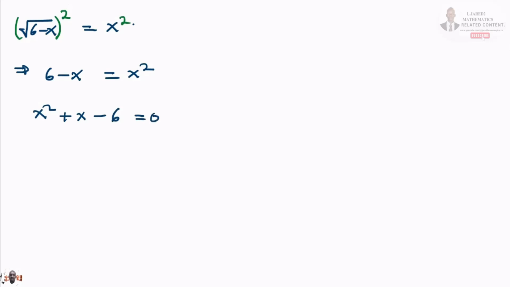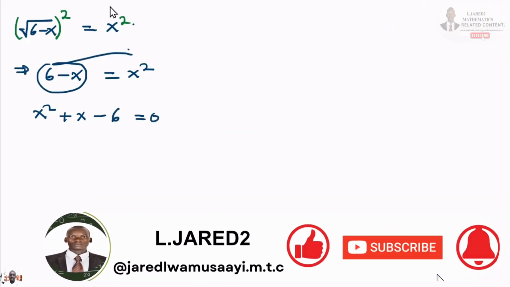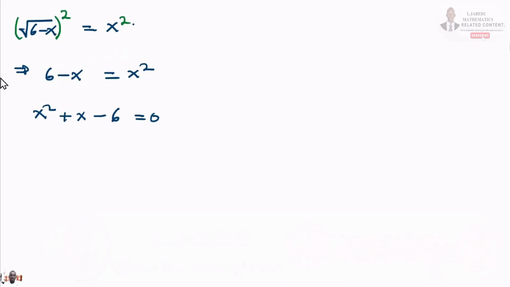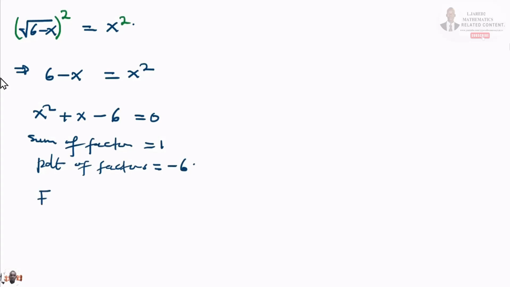I've simply transferred these ones to this side and then I begin with the one on the left hand side. So this is our quadratic equation whereby the sum of factors equals 1, and the product of factors equals negative 6. So we ask ourselves, which two factors, when we add them we get 1, and when multiplied we get negative 6? These factors are 3 and negative 2. If we multiply them we get negative 6, and if we add them we get a positive 1.